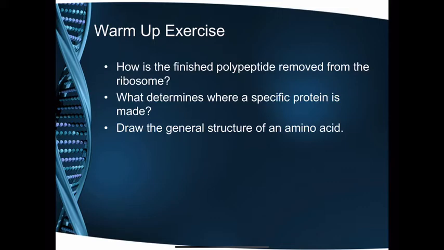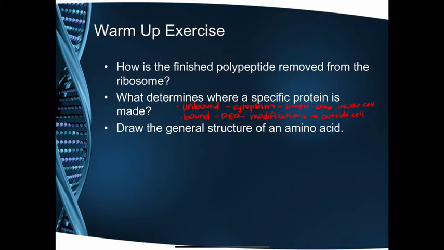The second question, what determines where a specific protein is made? Remember, yesterday we talked about unbound ribosomes and bound ribosomes. Those unbound ribosomes are in the cytoplasm. The bound ribosomes are bound on the rough ER. These are going to have some types of modifications, and they're generally going to be sent outside the cell. These other ones are going to be a little simpler, and they are going to stay inside the cell.